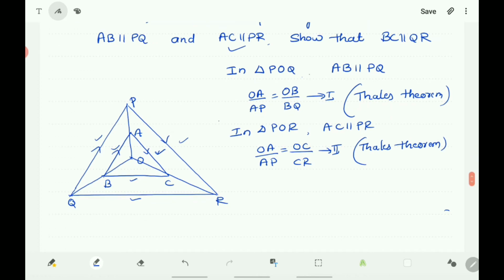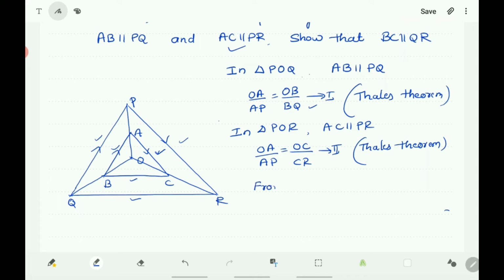The reason is Thales theorem. You know that, see the first one and second one. The LHS of both the relations are the same here. In the first relation, OA by AP is equal to OB by BQ. And in the second relation, again OA by AP is equal to OC by CR. Here the same ratio is equal to two ratios. Things which are equal to the same thing are equal to one another. Therefore OB by BQ and OC by CR are equal to the same thing, OA by AP. Therefore they must be equal.